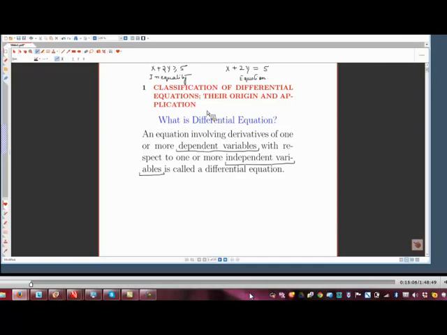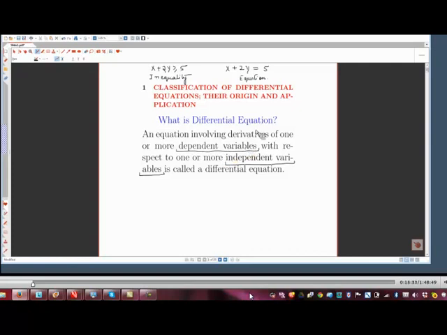It is greater than or equal to, so this is an inequality. An equation has to be strictly equal to. There is no less than or equal to sign in an equation. Okay? So this is an equation. Now, what is the independent variable and what is the dependent variable?